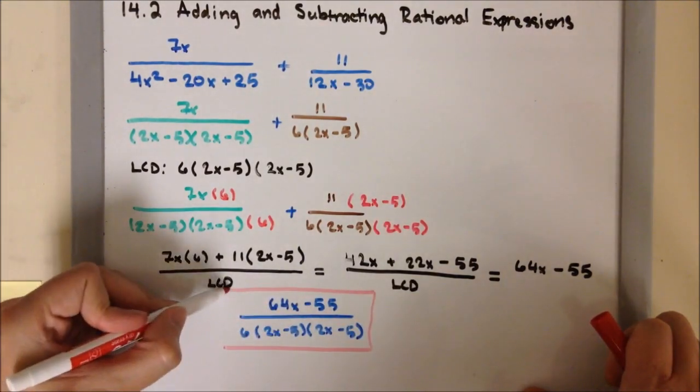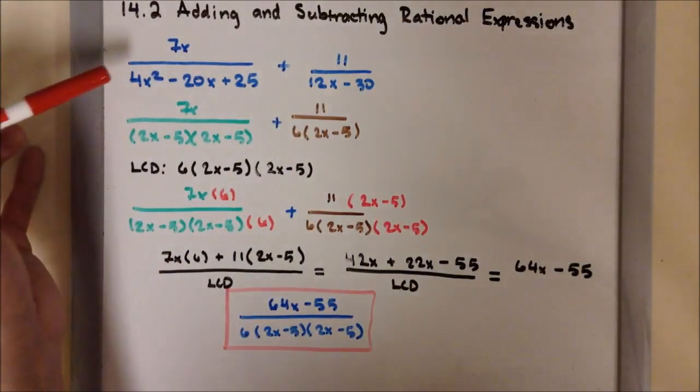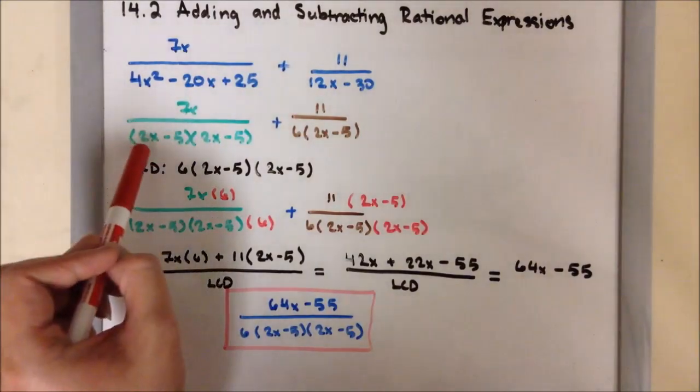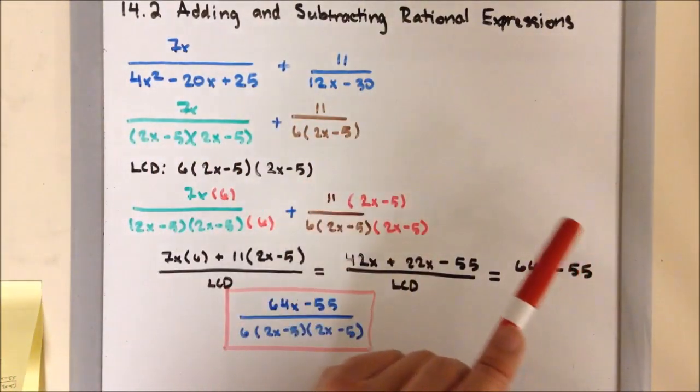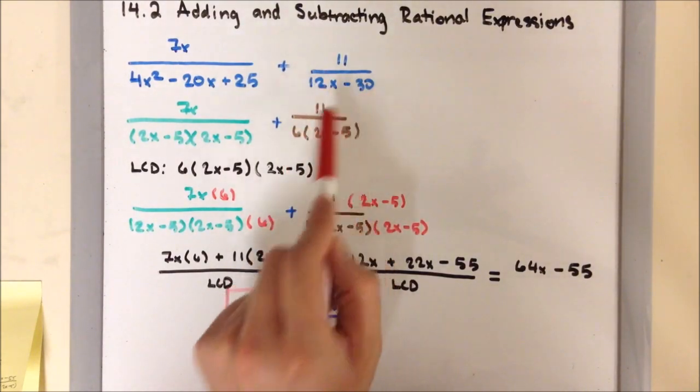Now to review this example, in the first fraction, I noticed that the denominator is a perfect square. That's why we have two factors that are exactly the same, 2x minus 5. And then in the second fraction, we factored by GCF, so the greatest common factor between these two terms is 6.